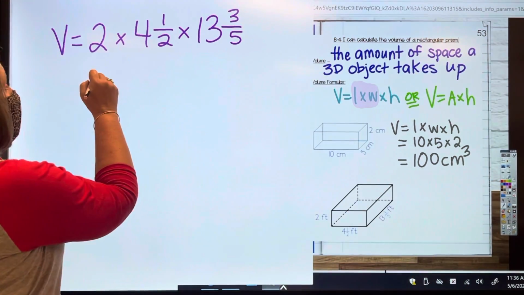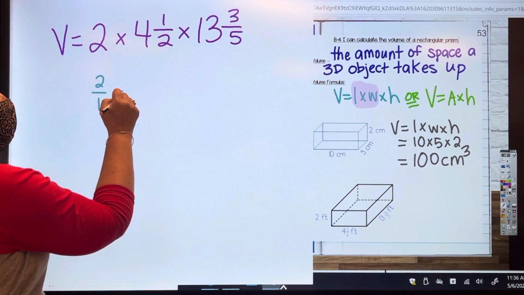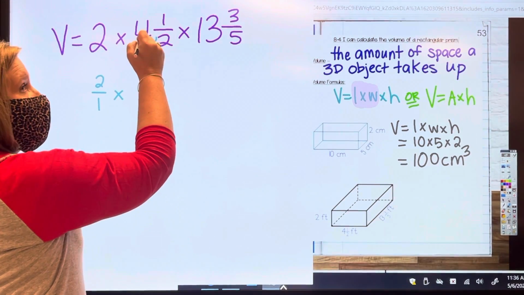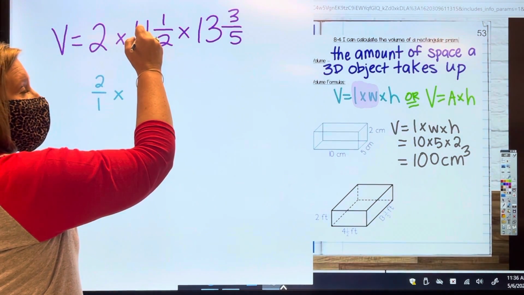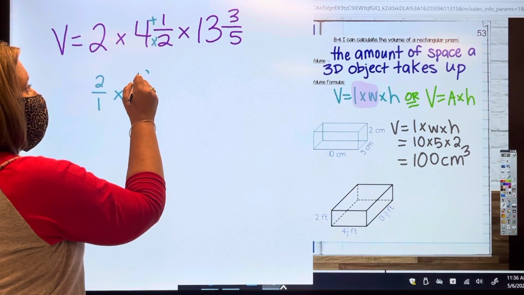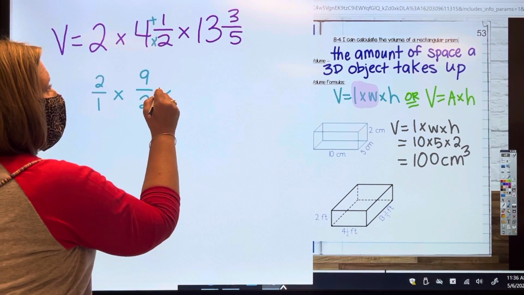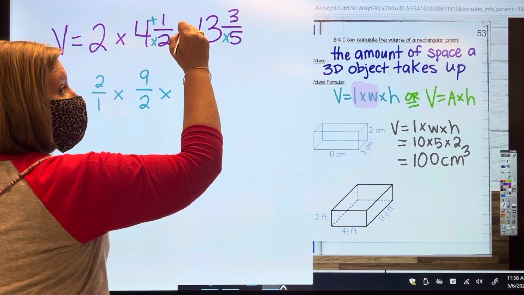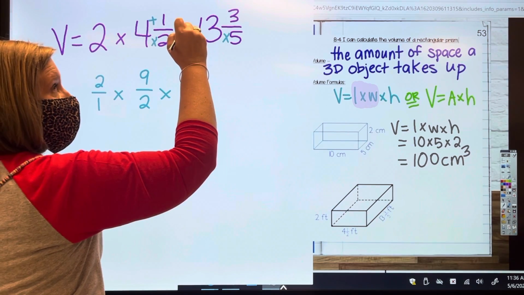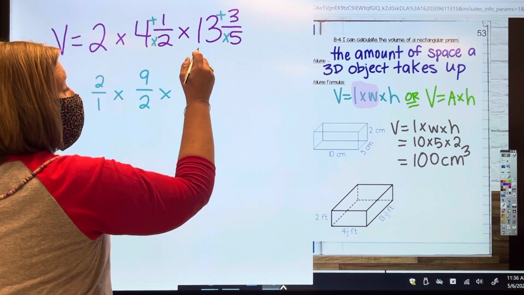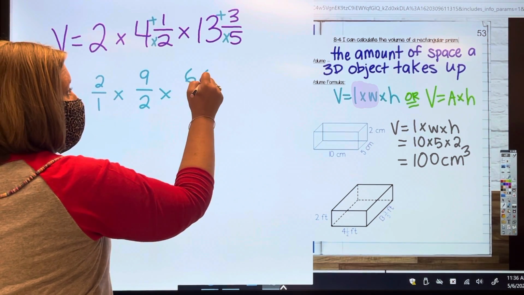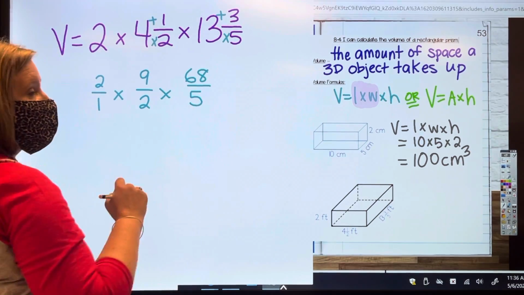I'm going to put a 1 under my 2. 2 times 4 is 8, plus 1 is 9. 5 times 13 is 65. Plus 3 is 68. Denominator stays the same.